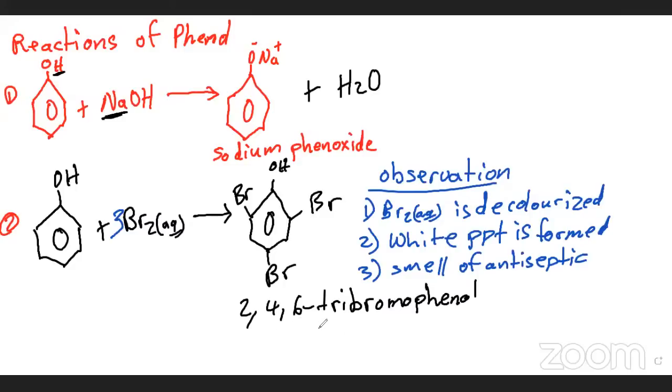You should get this as well. But the major product is tribromophenol. And for this, it is sodium phenoxide. So there are 4 reactions of phenol that you must know. These are the first 2. If you haven't finished writing, just take a screenshot for me.